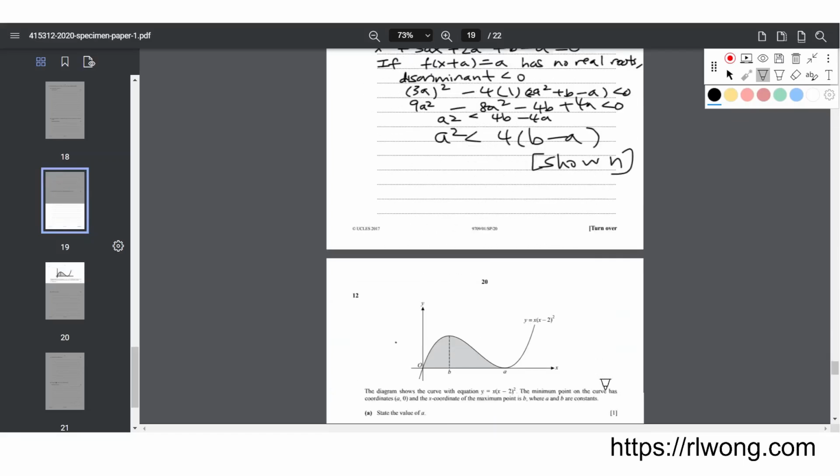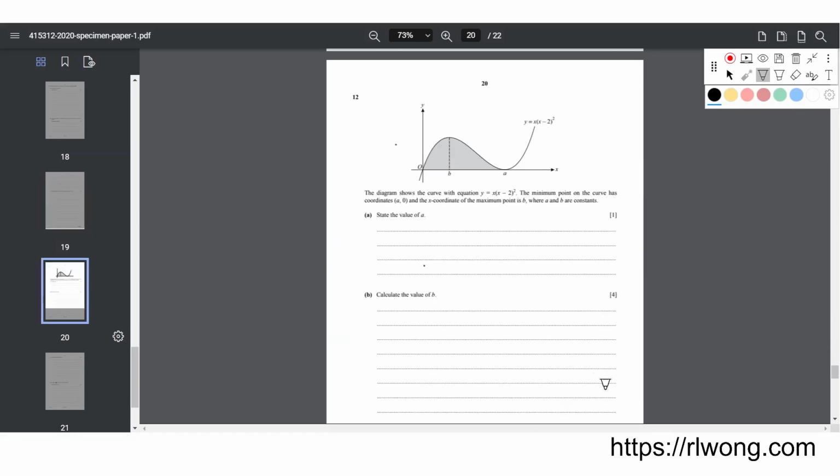Alright, next let's move on to question 12. This is a differentiation and integration question. The diagram shows the curve with this equation. The minimum point on the curve has coordinates (a, 0), and the x-coordinate of the maximum point is b. Where a and b are constants, state the value of a. If you want to state, you can just write the answer.